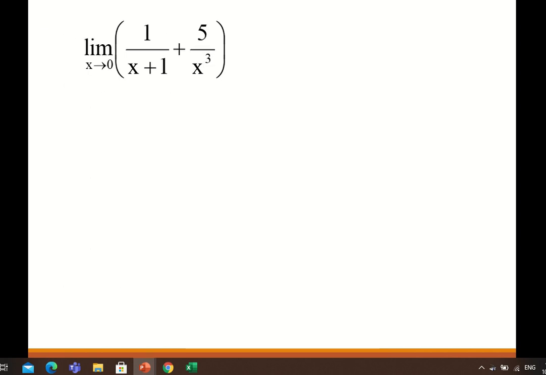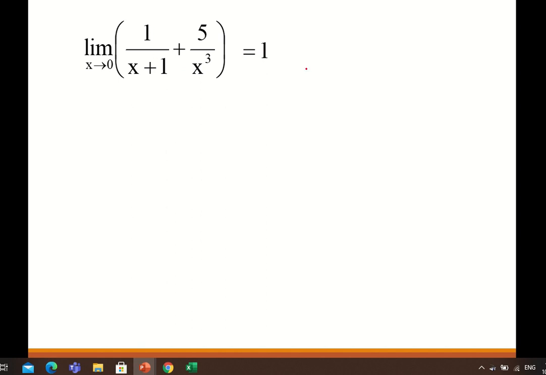Right, so we have our next number. What is the limit of the quantity 1 divided by x plus 1, plus 5 divided by x cubed, as x approaches 0? Okay, so using the rule, as x approaches 0, this becomes 0. So 1 divided by 1, that is 1. So that is our first term.